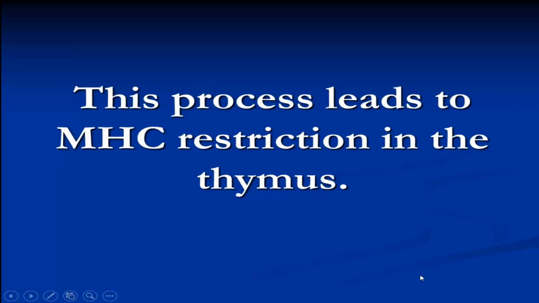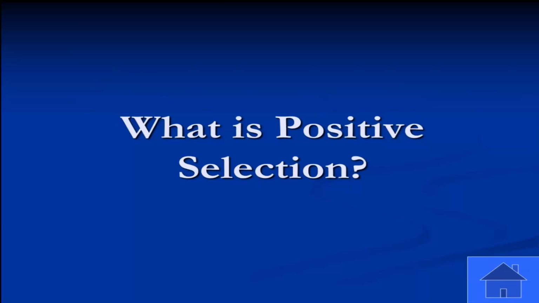This process leads to MHC restriction in the thymus. We literally just learned it. It's in there somewhere. What are cell tolerance and something? So which one? The type of selection. Positive. I can't think of what starts with an S. No, that's it. So it's positive. Okay. Positive selection. There you go. I tripped myself up.